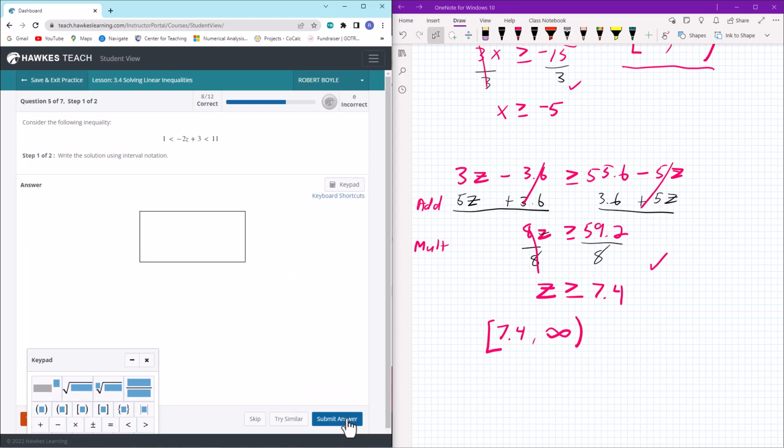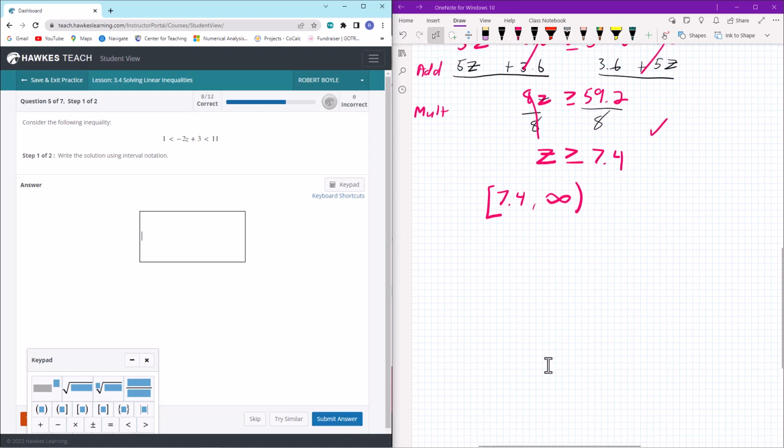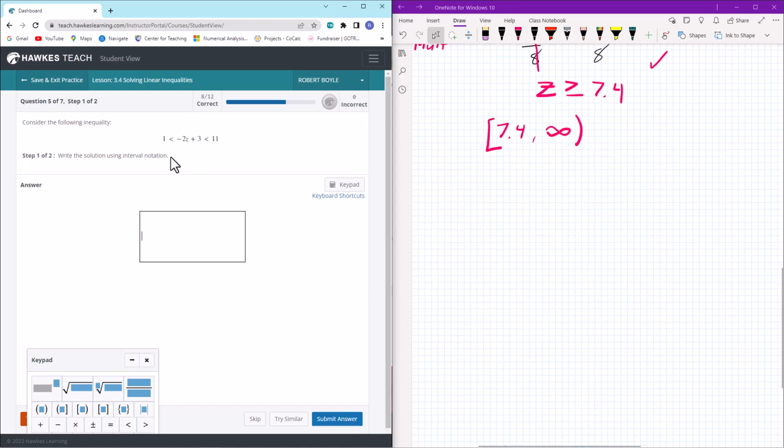All right, so let's go ahead and make this our last problem. This is a compound inequality. We have 1 is strictly less than -2z plus 3, which is strictly less than 11. And we want to solve that, once again, using interval notation.